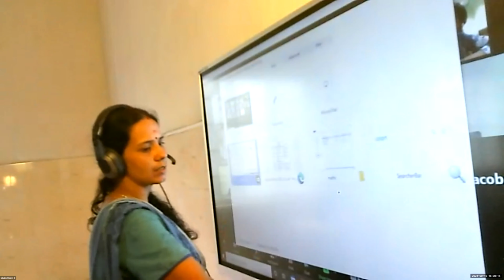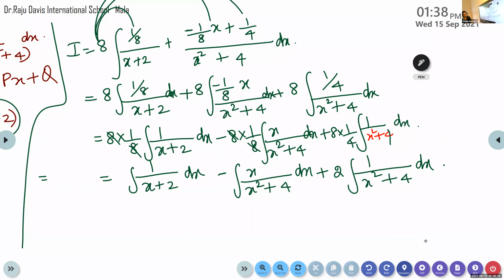So look at the first term, 1 by x plus 2. What will be the answer? Whether the derivative of the denominator is in the numerator. What is the derivative of x plus 2? Derivative of x is 1. So we can write this as log of x plus 2.